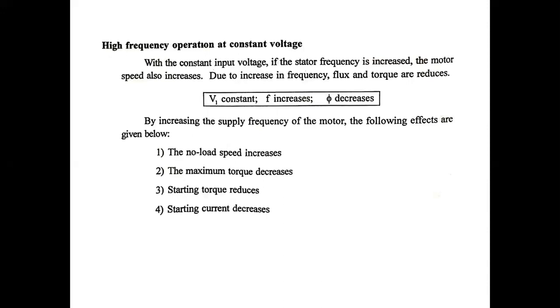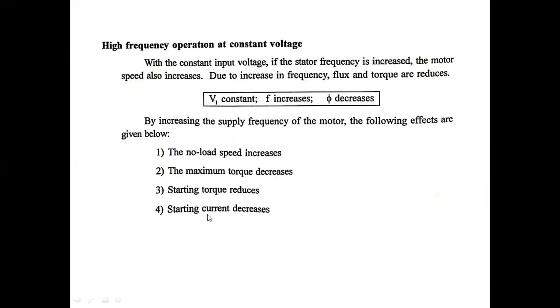But if you look at the torque, it depends upon the rotating magnetic field strength. If you have less flux in the stator, the rotating magnetic field strength is also reduced, and the torque produced is also reduced. Both types of torque, the maximum torque and the starting torque, decrease. And this also says that the starting current decreases.